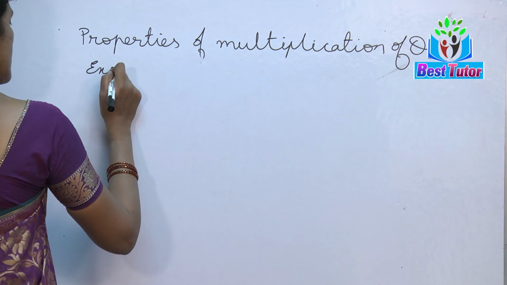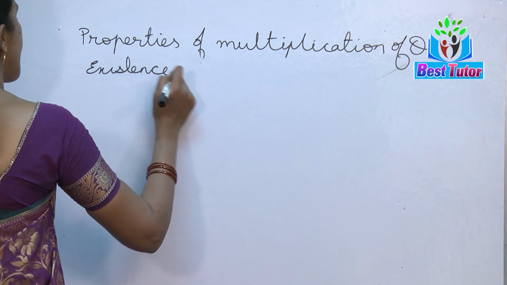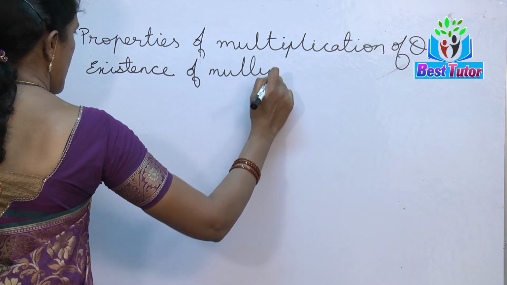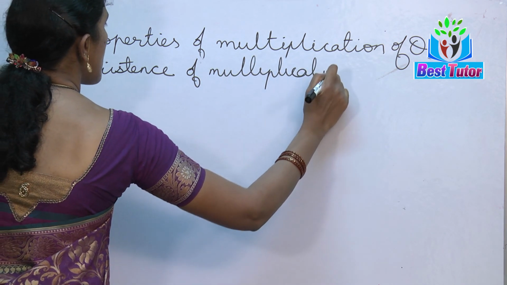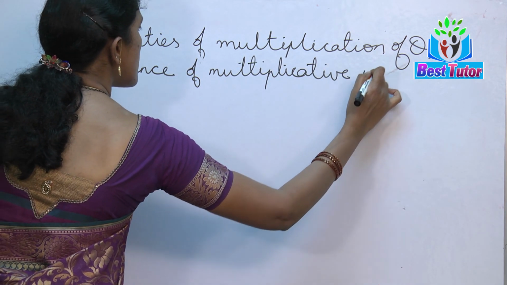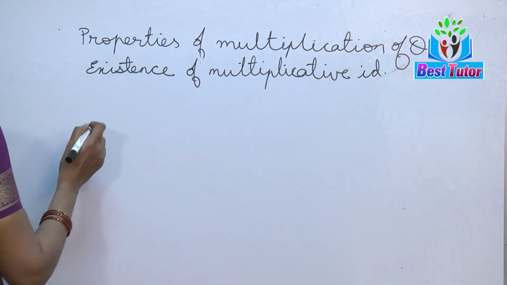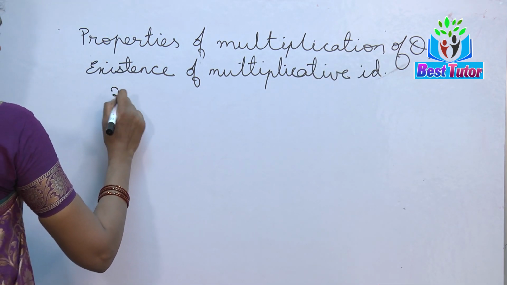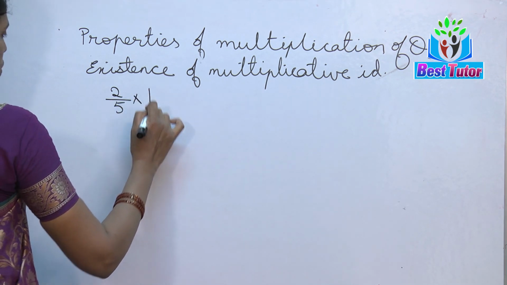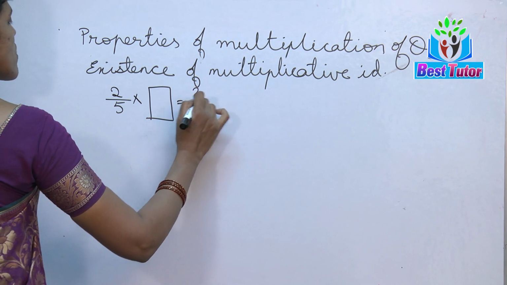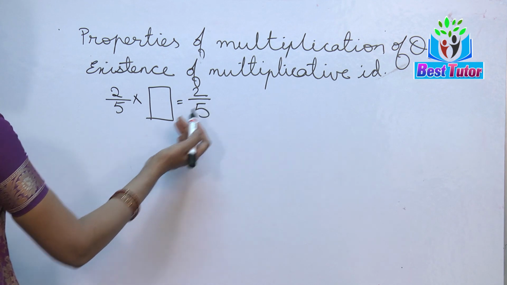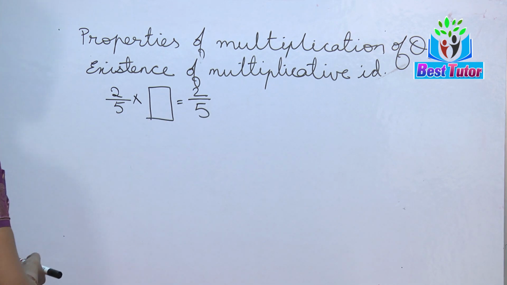Moving on to the next property, we have existence of multiplicative identity. What does it mean? I choose a rational number 2 by 5. I would like to multiply it with some rational number so that the answer remains the same, unchanged. The answer has to be 2 by 5. What would be this rational number?